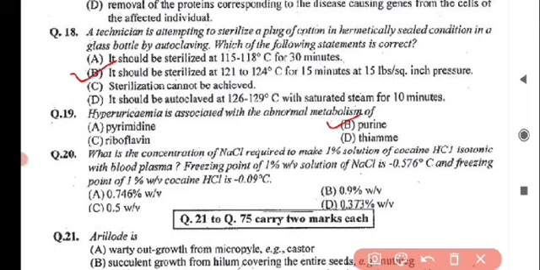Next question is, what is the concentration of NaCl required to make 1% solution of cocaine hydrochloride isotonic with blood plasma? Freezing point of 1% weight by volume solution of NaCl is minus 0.576 degrees Celsius, and freezing point of 1% weight by volume cocaine hydrochloride is minus 0.09 degrees Celsius. And the correct answer for this is option number A, that is 0.746% weight by volume.